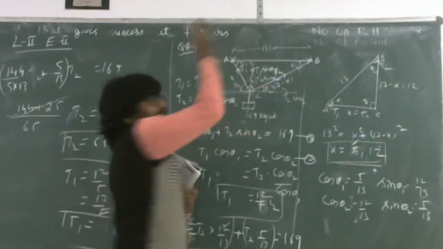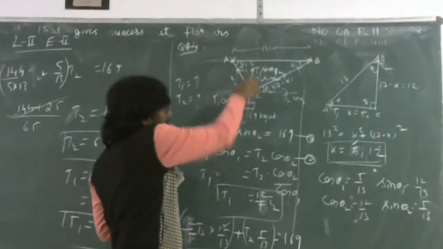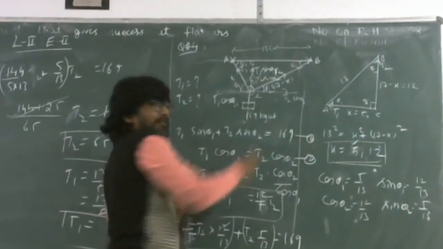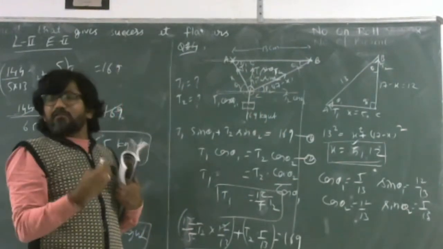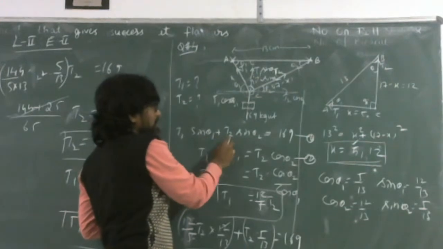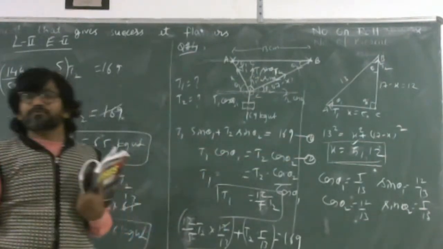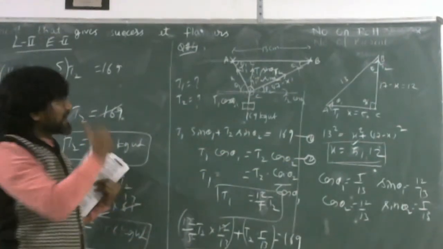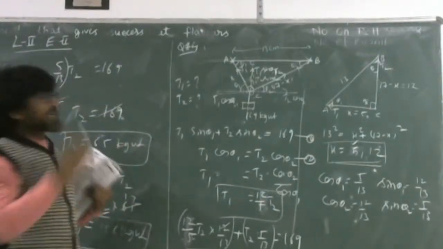These two forces are acting in the upward direction. The only force acting in the downward direction is the 169 kg weight. So total upward force equals total downward force: T1 sin theta 1 plus T2 sin theta 2 equals 169. So these are the conditions you can draw based on the given data.